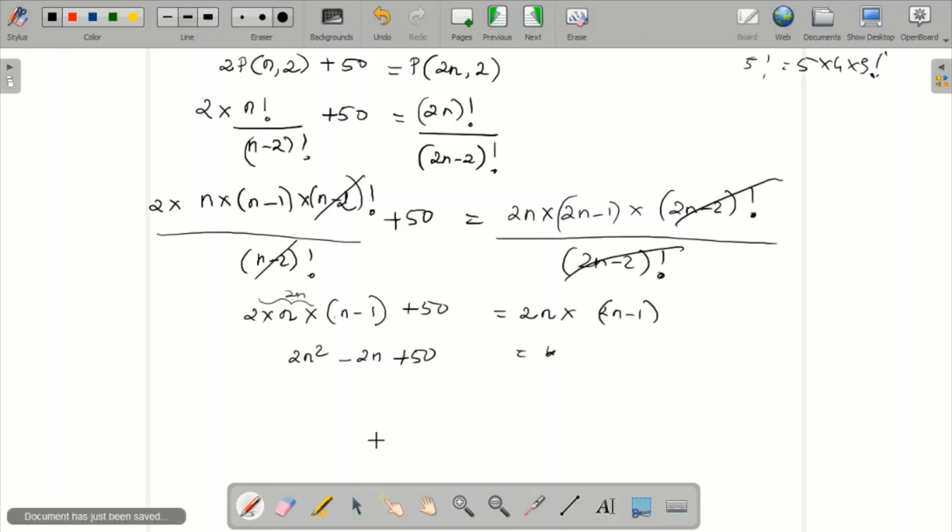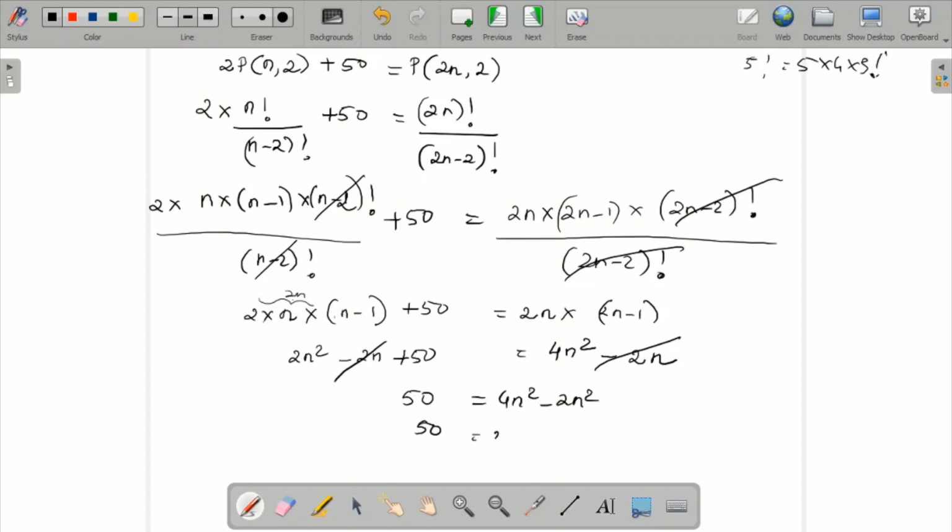Here it will be 2n into 2n, that will be 4n square, minus 2n. So minus 2n and minus 2n get cancelled. So here it will be 50 equal to 4n square minus 2n square. So 50 is equal to 2n square, and it will be nothing but 50 divided by 2 is equal to n square. So 25 is n square, n is equal to root of 25. So you will get n is equal to plus or minus 5.